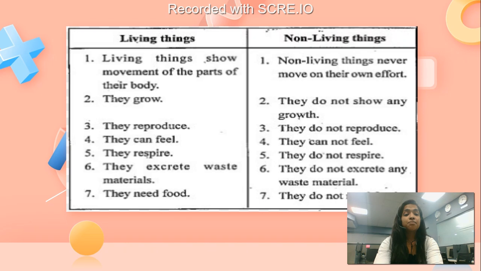So here is a brief about living things and non-living things. Conclusion is, the main points about living things and non-living things, emphasizing the characteristics that define each, encouraging students to observe their surroundings and apply what they have learned.